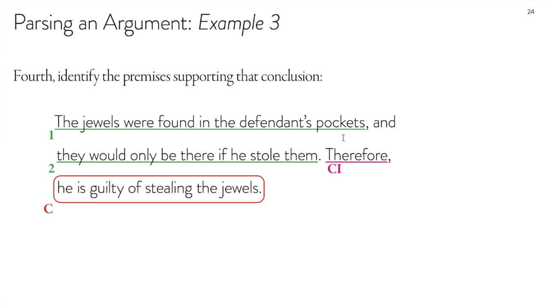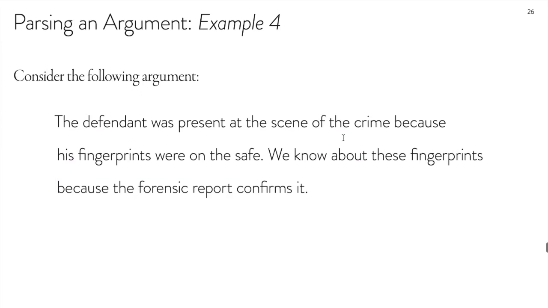So again, we'll come back to that idea in the next video about how that hypothetical might be doing something special. But at least you can see we have 2 reasons to think here that they're guilty. They were in the pockets and they would only be there if they were stolen. And again, that's the logical structure. We've broken this guy down into its premises and conclusions. And the indicator word gave us a big assist in that. Let's do the 4th example.